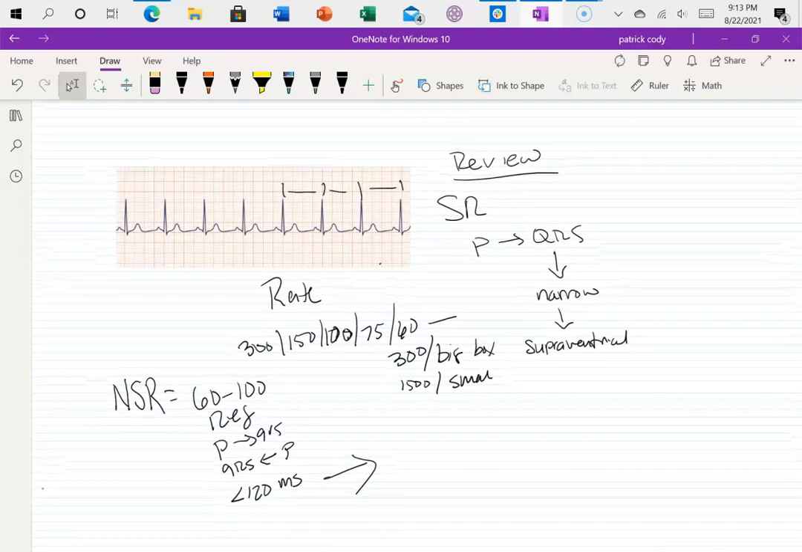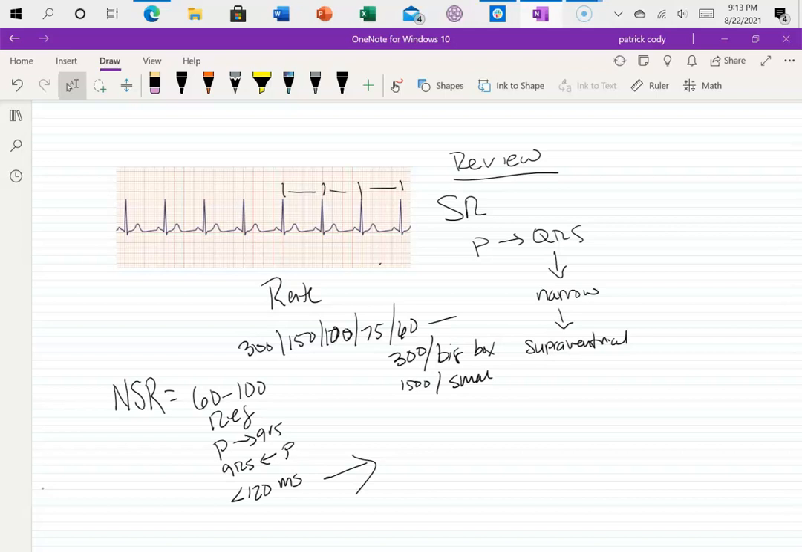In our next lesson, we'll talk about other rhythms that originate in the atria that are cousins of sinus rhythm, and we'll talk about how to differentiate those from one another.